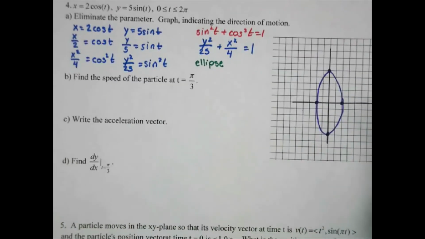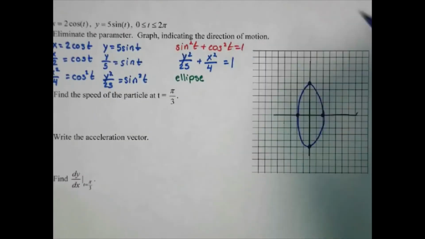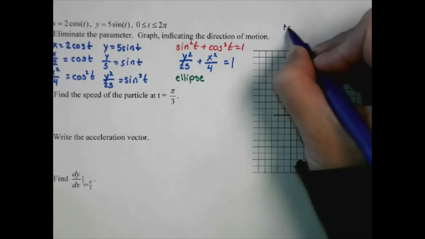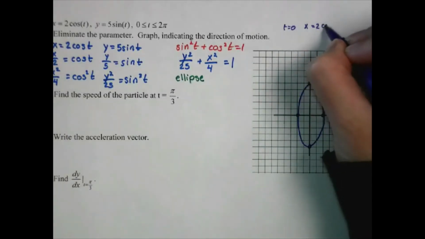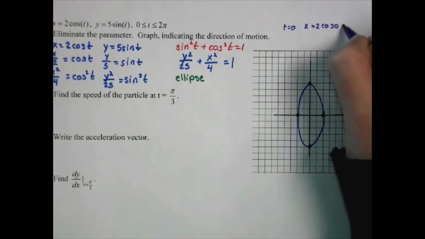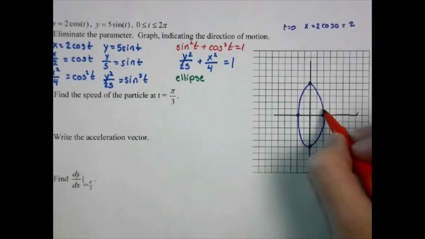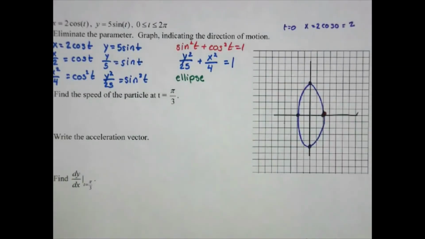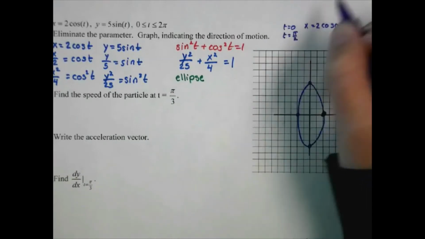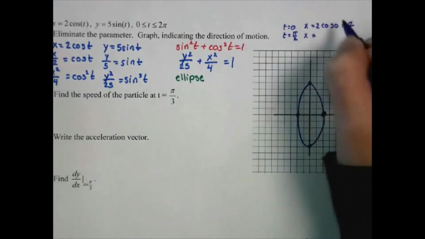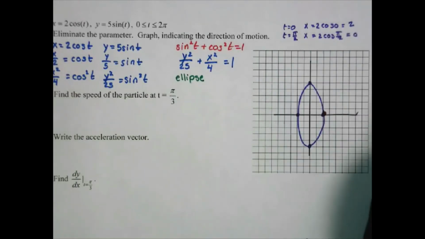Then to figure out the change in motion, I'm again going to plug in values. So I'm going to start with 0 and figure out what the x is. So that would mean x equals 2 cosine of 0. Cosine of 0 is 1, so this is 2. So my starting point here is this one, because that's the only point that has an x coordinate of 2. So when t equals pi over 2, my x equals 2 cosine pi over 2, which is 0.